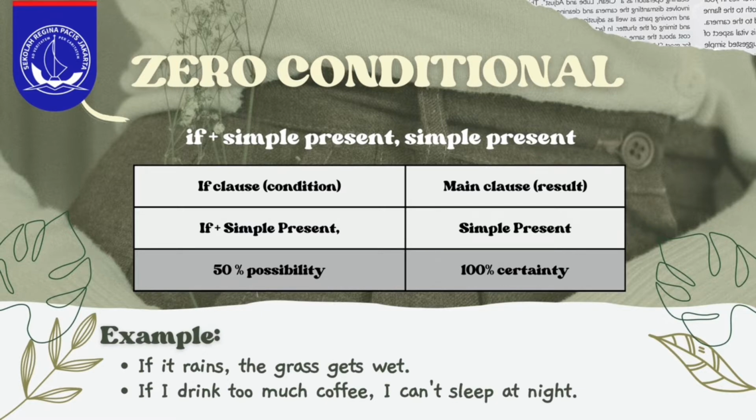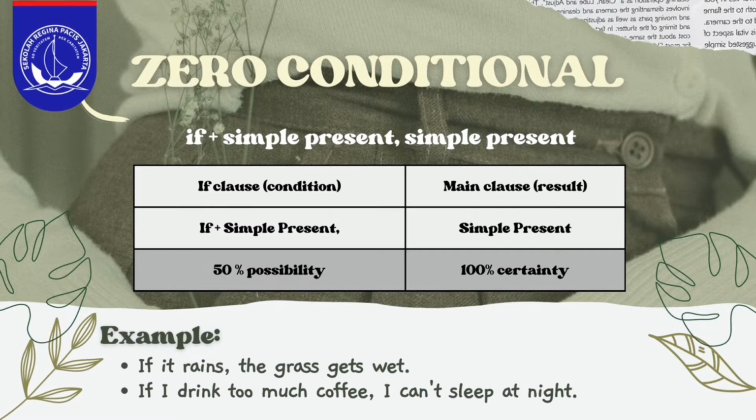So for the if clause, if this thing happens and the main clause, that thing happens. For example, if it rains, the grass gets wet. If I drink too much coffee, I can't sleep at night. As in all conditional sentence, the order of the clauses is not fixed. You may have to rearrange the pronouns and adjust the punctuation when you change the order of the clauses, but the meaning is identical. Like in the first example, you can move the clauses around, so it will be the grass gets wet if it rains.